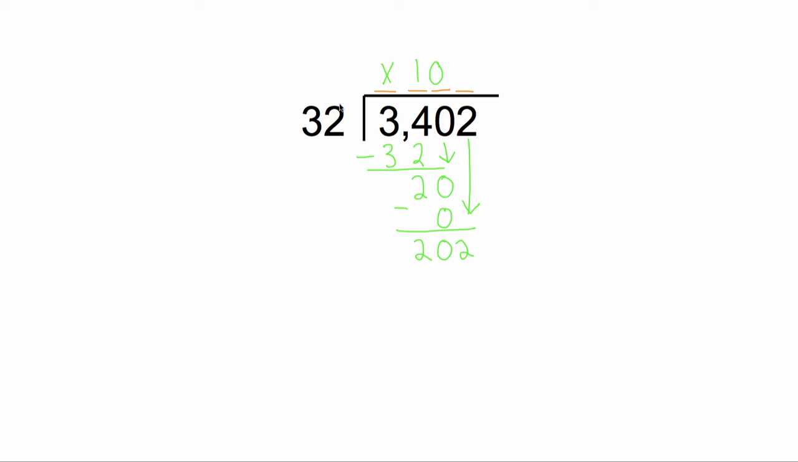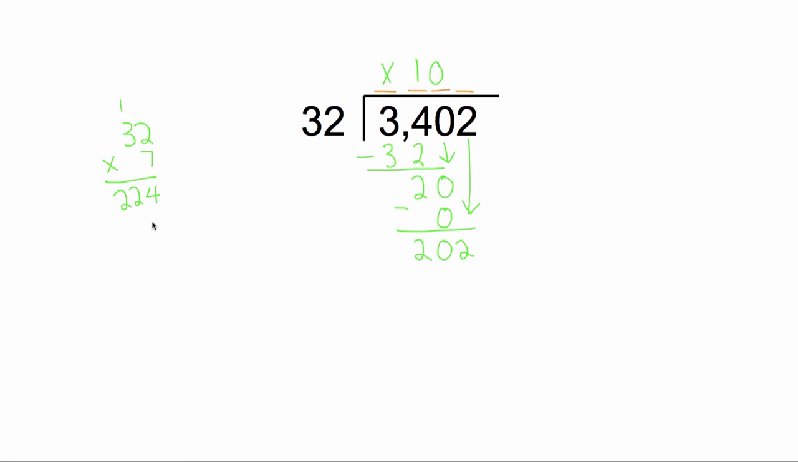So we need to know how many times can 32 go into 202. I'm going to have to come over to the side. I'm going to multiply some things out to see how close I can get without going over. I'm going to start with 7 and see where I get. 7 times 2 is 14. Carry the 1. 7 times 3 is 21. Plus 1 is 22. So that is too high.